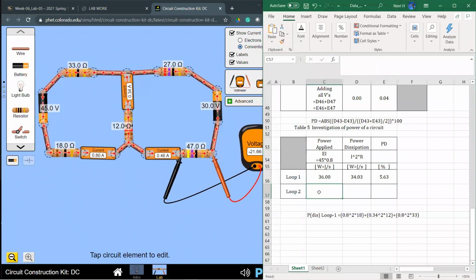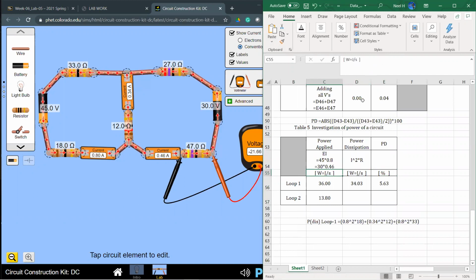So which means the power supply should be equal sign voltage 30 times current 0.46. Power supply on the right hand side loop is much smaller compared to the other one. Let me copy paste that also into the top of that cell. And let's do the power dissipation the same way. I have to add 3 resistances, I square R 3 times, okay?